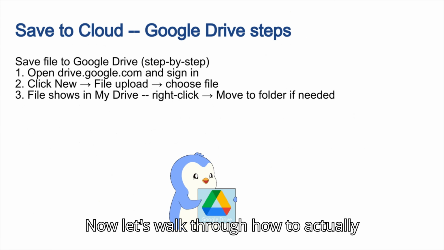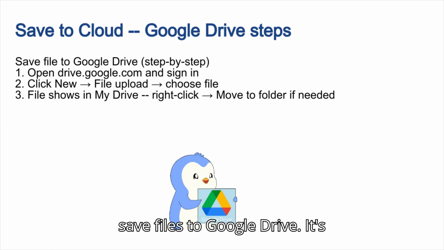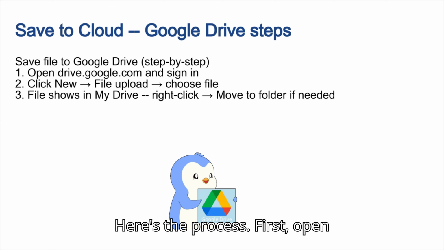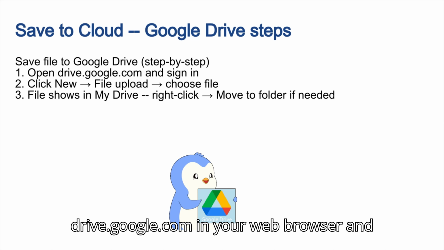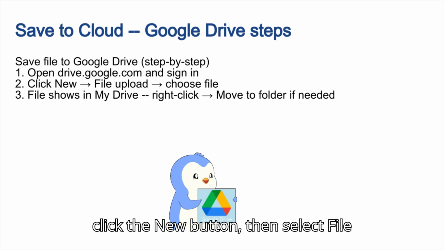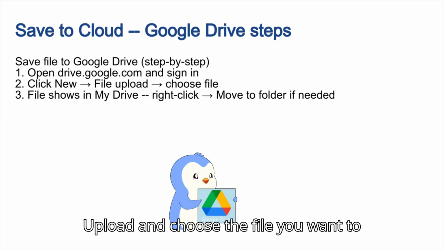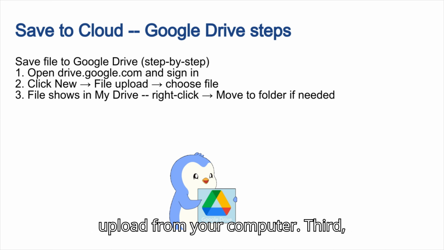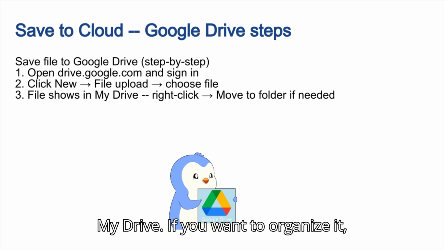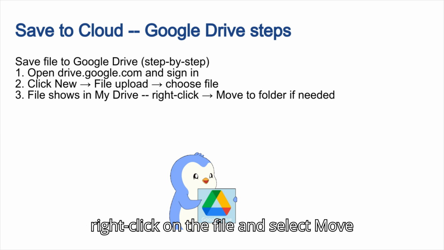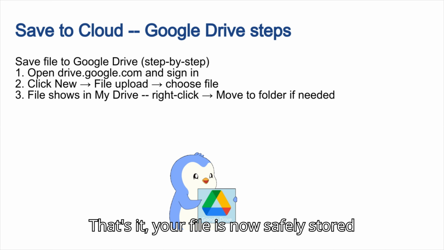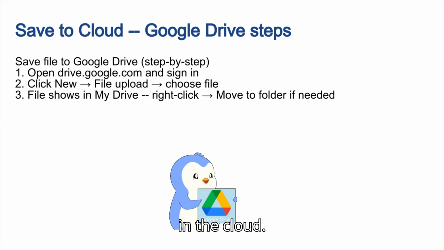Now let's walk through how to actually save files to Google Drive. It's easier than you might think. Here's the process. First, open drive.google.com in your web browser and sign in with your Google account. Second, click the New button, then select File Upload and choose the file you want to upload from your computer. Third, once uploaded, your file will appear in My Drive. If you want to organize it, right-click on the file and select Move to place it in a specific folder. That's it. Your file is now safely stored in the cloud.